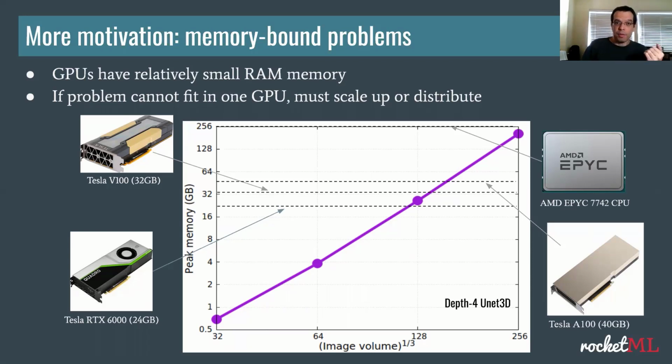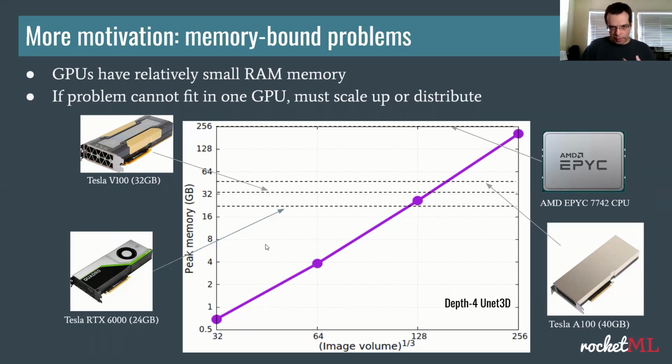In many cases, however, like memory-bound problems, you can't even fit a problem on one machine, right? Especially if you're dealing with GPUs that notoriously have smaller memories than CPUs. Sometimes you cannot even run one training on one sample. Say you cannot fit one sample in memory. And here your options are either to scale up, get a bigger GPU, a GPU with more memory, or scale out, split your problems into multiple GPUs.